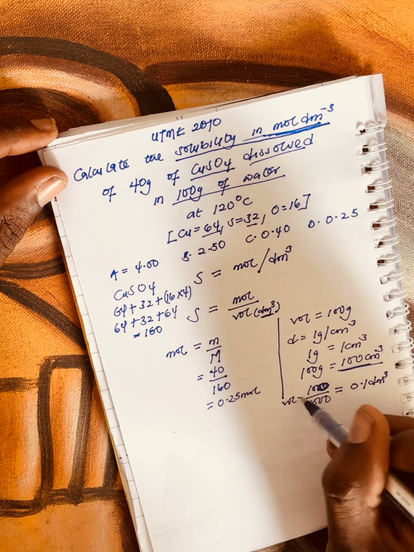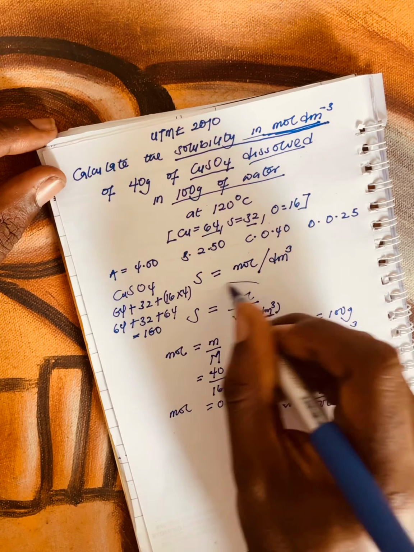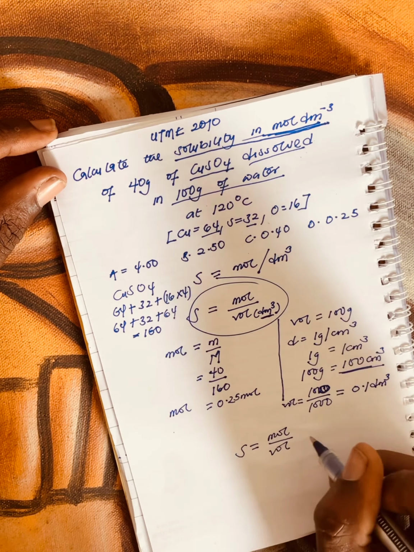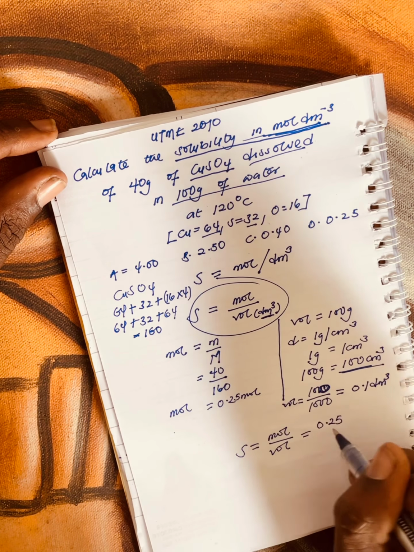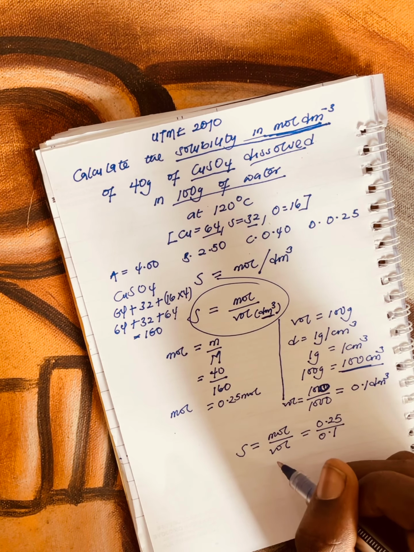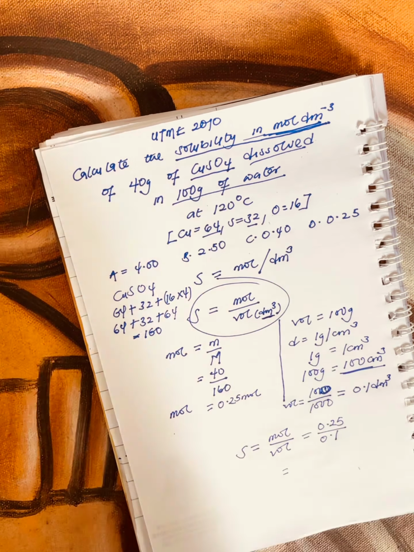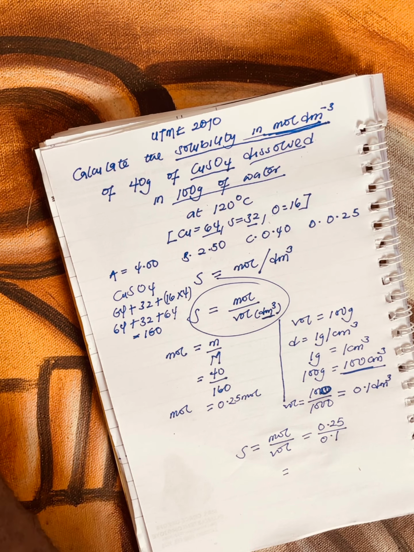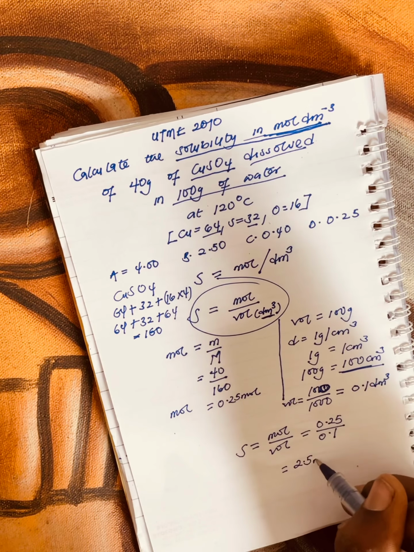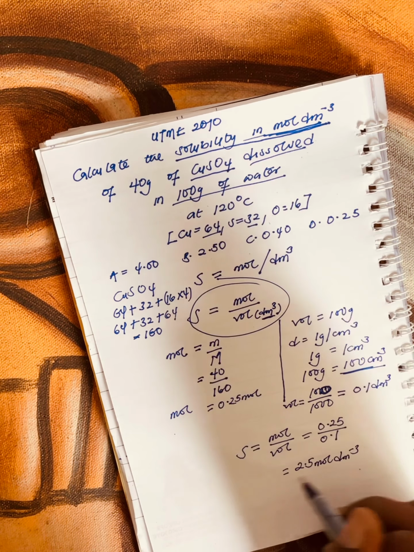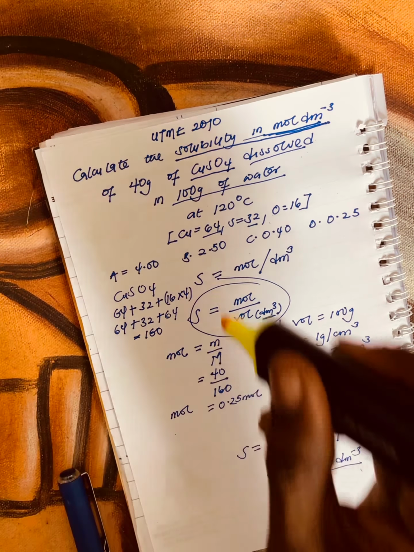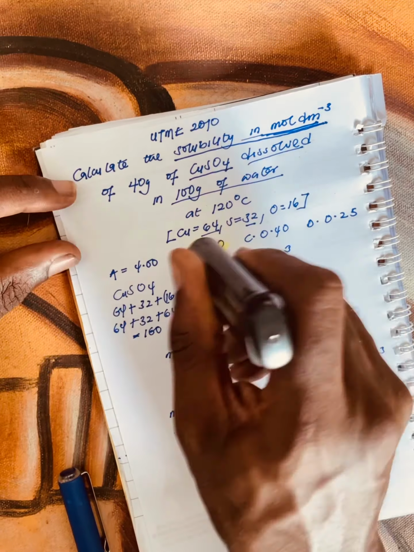So this is our volume and this is our mole. So applying this formula, that solubility is equal to mole divided by volume, we can say 0.25 divided by 0.1. Let's look at what 0.25 divided by 0.1 will give us. To give us a solubility of 2.5 mole per dm cube, and that's the solubility. And this right here is option B. Option B.